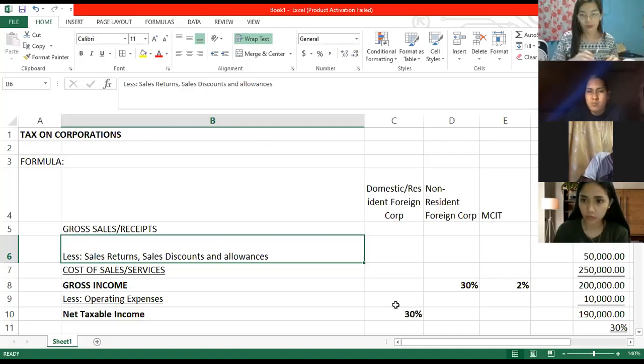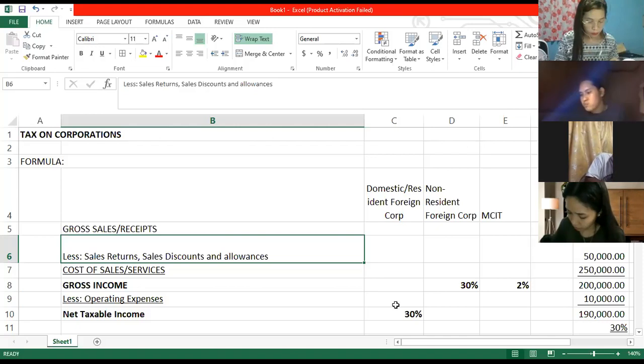So, in accounting, yung ginagawa namin dyan, naglalagay kami ng allowance. Baka kasi may bumalik na customer, gamitin yung coupon. So, yan yung allowances actually, technically, yung term na yan.